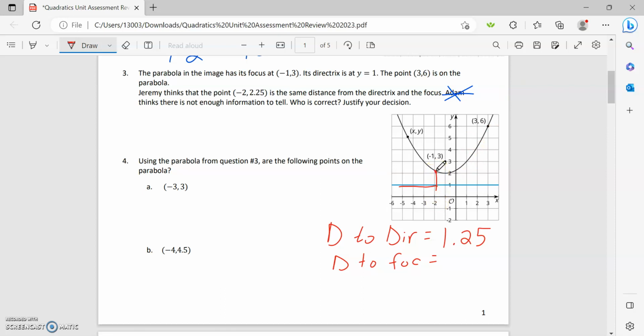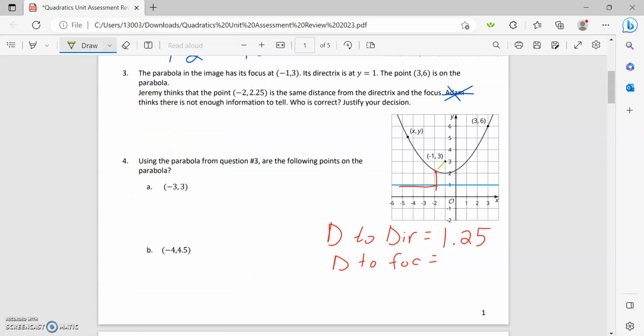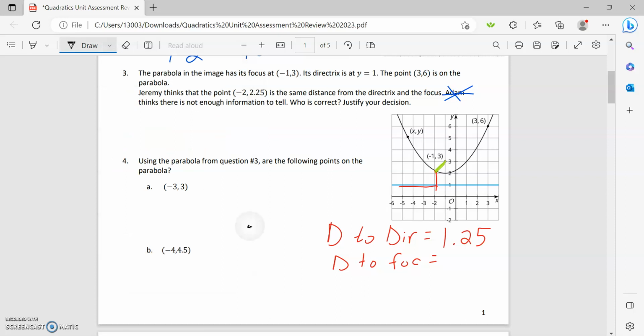Now the hard part is finding the distance to the focus. Let me change that color again to a weird green color. We want to know that distance right there. We want to know how far that is. Is that also 1 1/4? Well, I'm going to create a triangle. I'm going to change my color back. All right, so here's my point, negative 2, 2 1/4, and here's my focus.